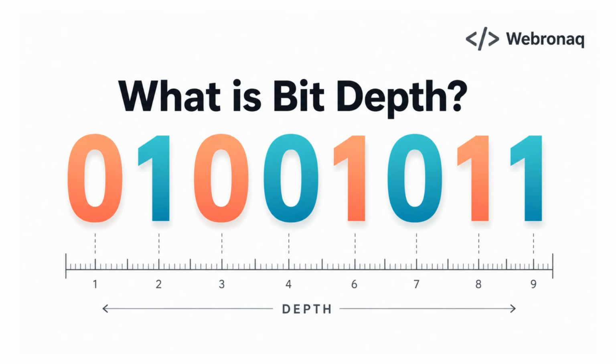Hello, friends. In this video, we're going to break down one simple but powerful concept, bit depth. You've probably seen this term floating around when you talk about images, audio files, or even video quality. But what does it actually mean, and why does it control how good or bad something looks or sounds? Let's figure it out together.